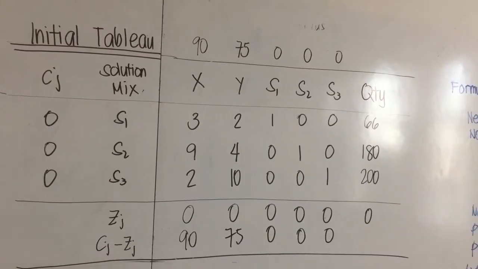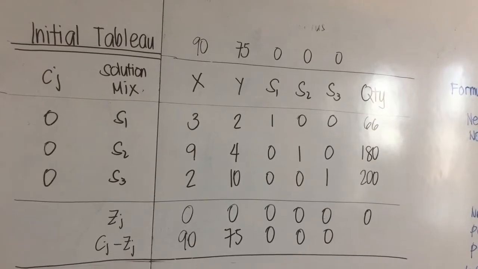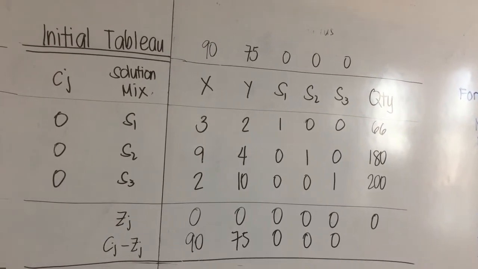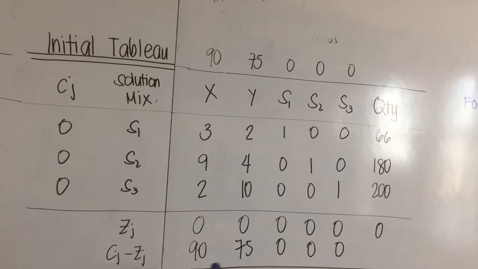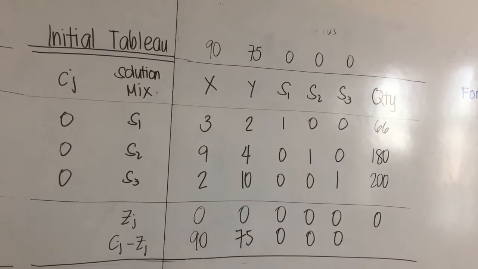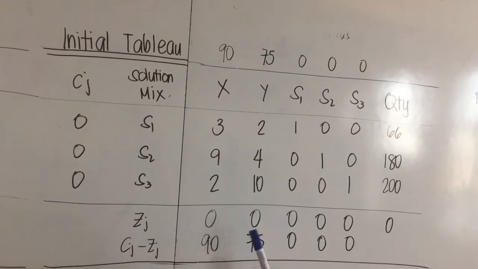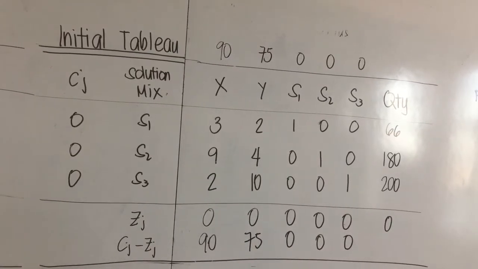To formulate the new tableau, we have to find the pivot column. The pivot column is the largest number among the Cj minus Zj values. So in this problem, our largest value is 90. So this will now become your pivot column.